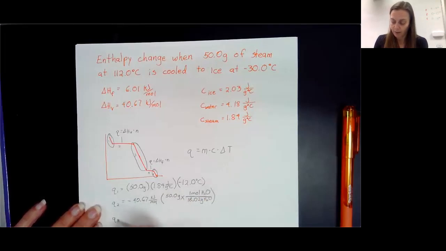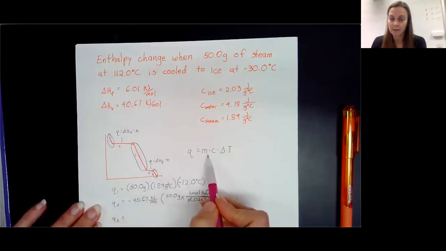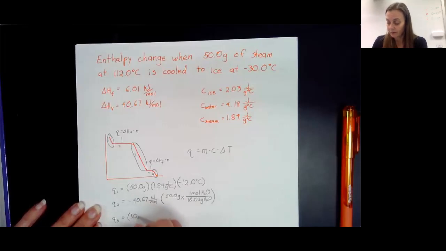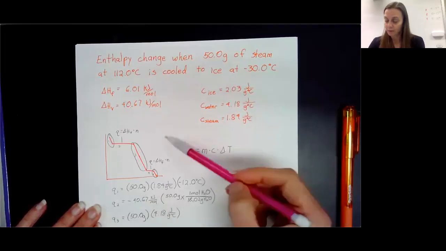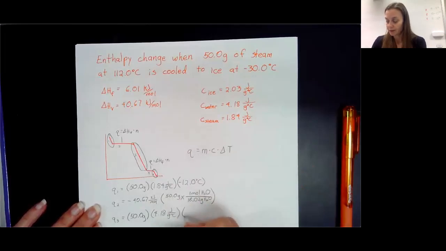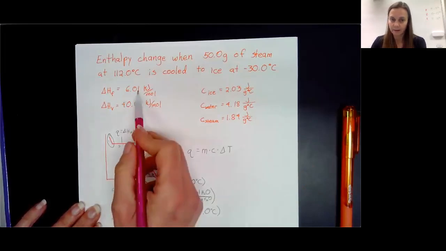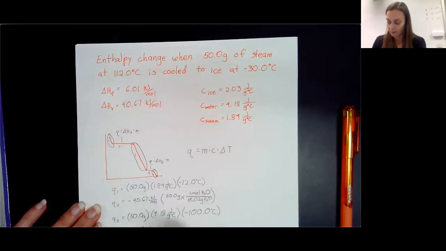Okay, so Q3, we're going back to Q equals MC delta T. So we have again the 50 grams. Now this is the C of water, so I'm going to use 4.18, the specific heat of water. And my temperature change is from 100 degrees to 0 degrees, so my temperature change is negative 100.0 degrees Celsius. And now for my fourth segment, I'm going to use the opposite again of the heat of fusion, negative 6.01 kilojoules per mole times the number of moles. So again, 50.0 grams times one mole of water per 18.02 grams of water.